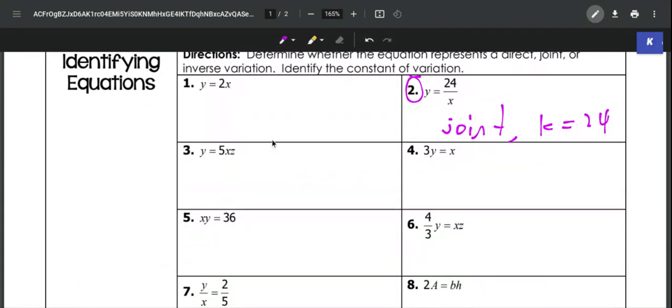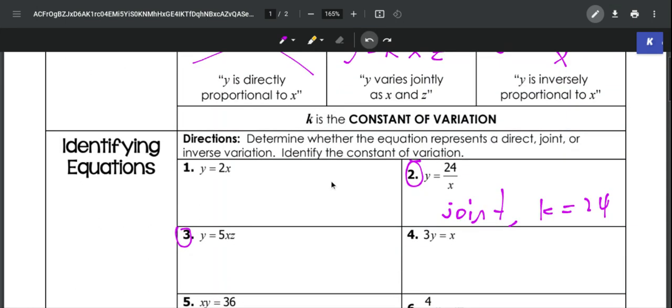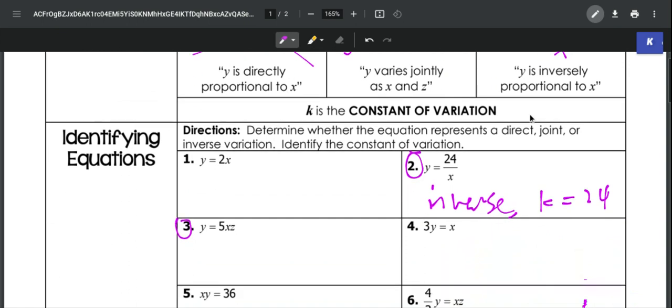So if we go to number 3, you'll see we've got y is equal to 5xz. Anytime you see x and z, or anytime you see two variables multiplied, that's probably an indicator that it's joint, which I just did this one wrong. This would not be joint. This would be inverse. I don't know what I was thinking. So this one would be inverse variation because we've got y is equal to 24 over x, and k is just 24 there.